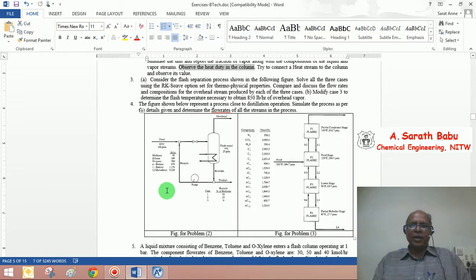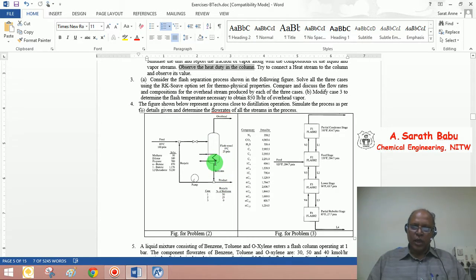Now let me handle another problem under flash columns. As you can see, you are required to use the SRK method for thermophysical properties. All the data is given here in this problem, in this figure. Typically you are admitting feed, and the flash column is operating at some conditions.